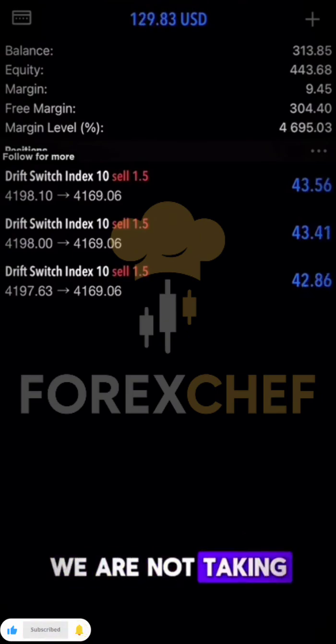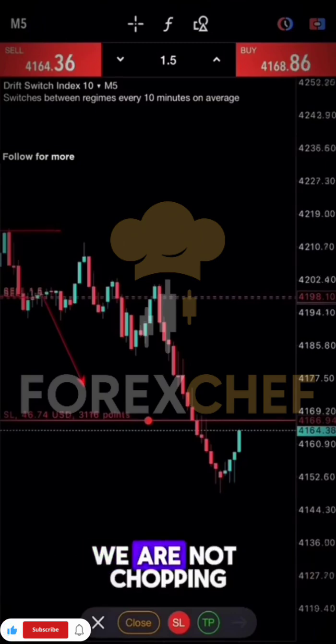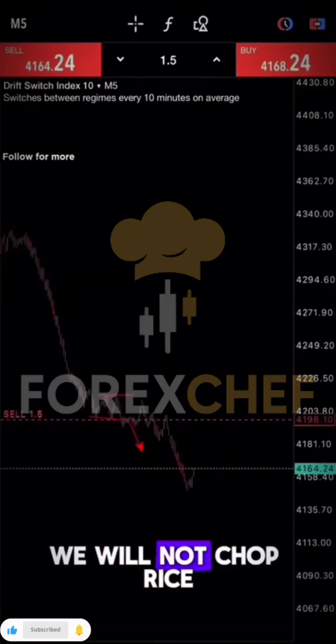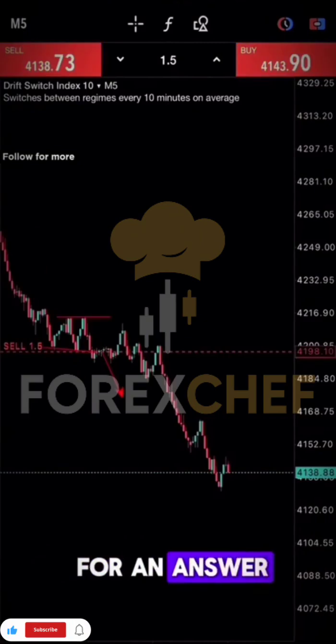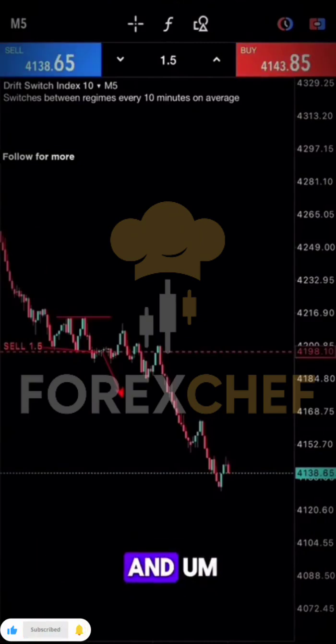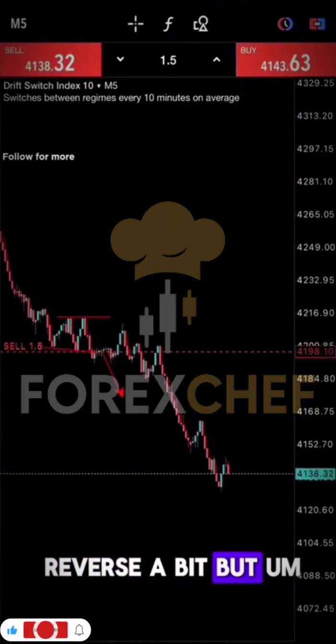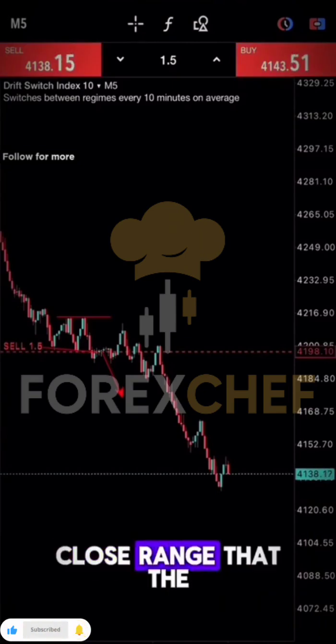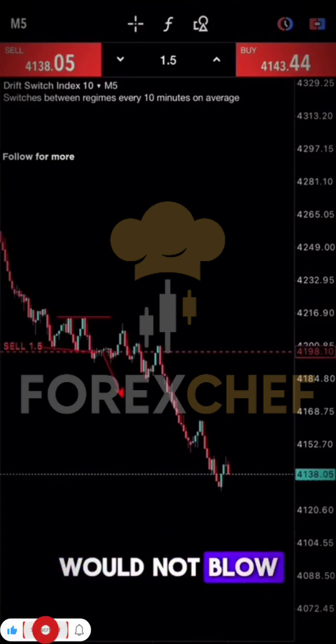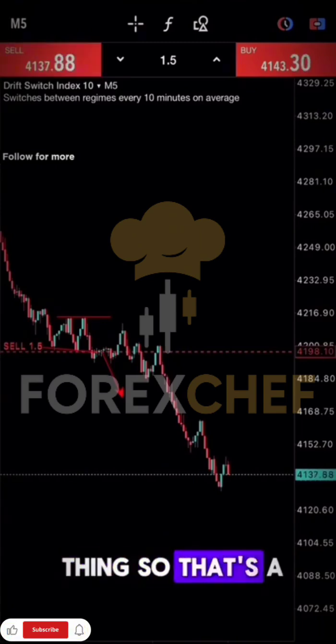Today we are not taking no for an answer in the market. Today we are not chopping rice. We will not chop rice. We're going full again, and we are gonna make it. This one was not hard, but it tried to reverse a bit, but it was in the close range that the account would not blow. So that's a good thing.